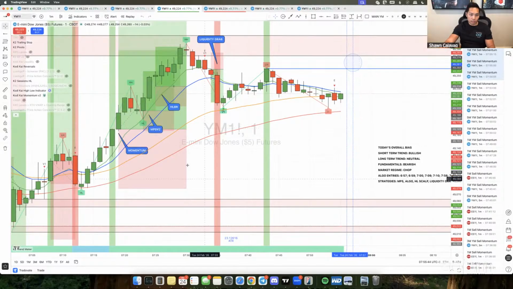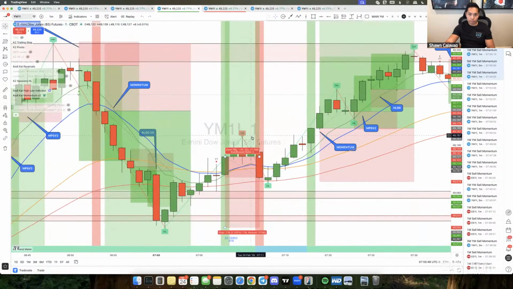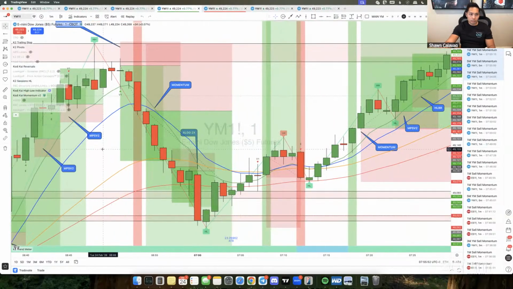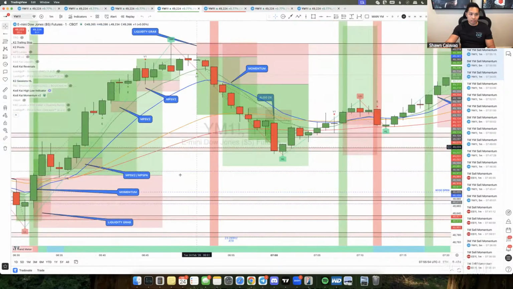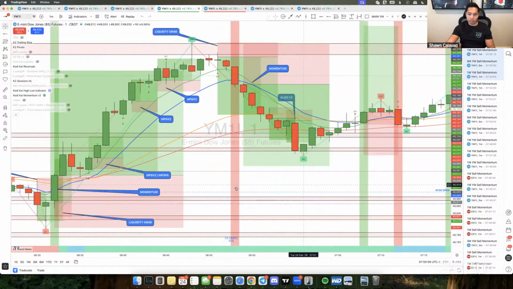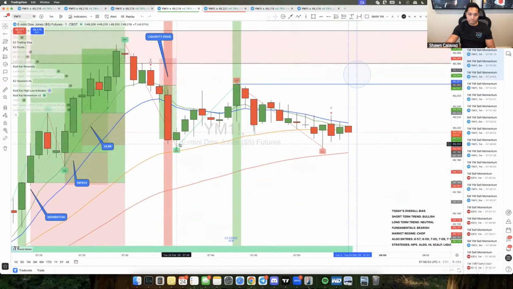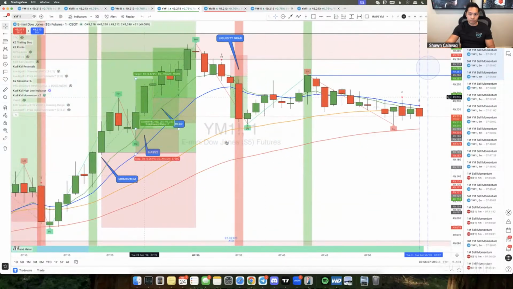Let me see if there's any more high-low scalps that would have come in today for break and retest. So let's see. No, this one over here broke past it in a retest. Actually, there were no other high-low scalps that came in for break and retest. They don't come up very often, but when they do, they're usually pretty nice. That was the only one that came up.